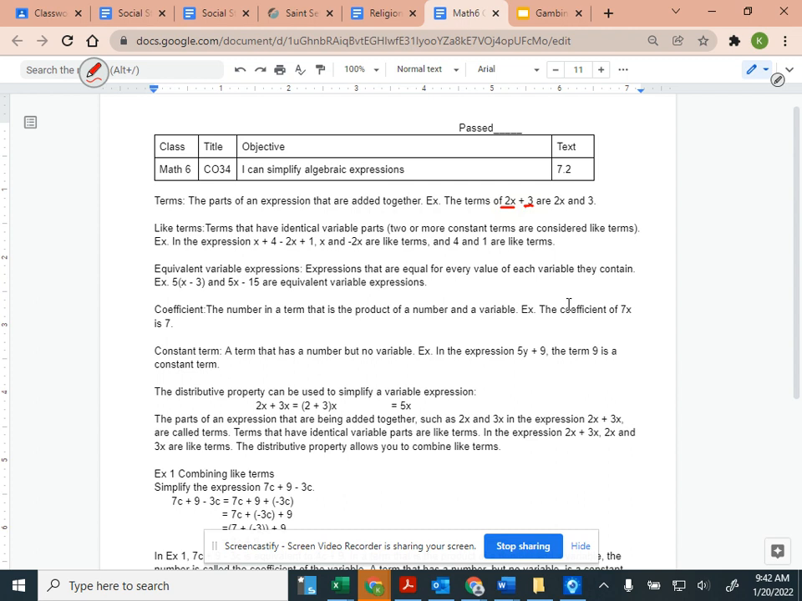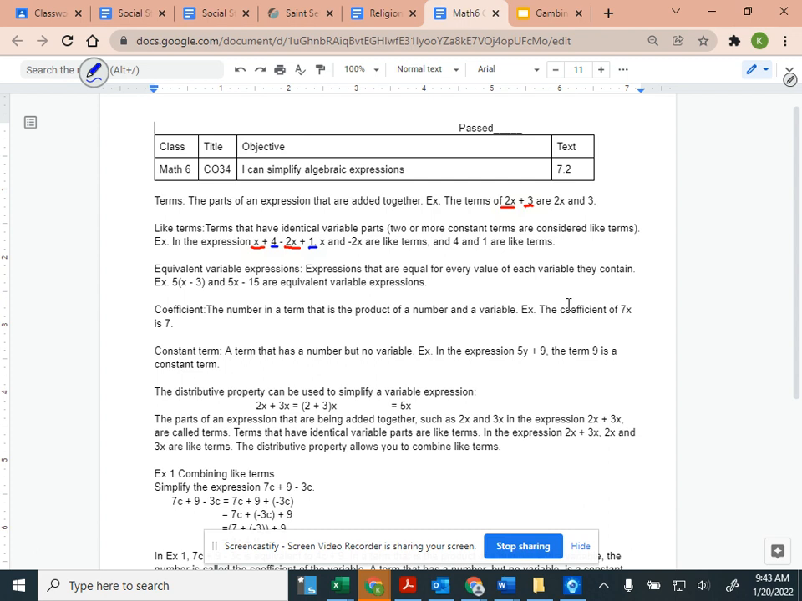Like terms, terms that have identical variable parts. Two or more constant terms are considered like terms. So in the expression x plus 4 minus 2x plus 1, x and 2x are like terms. They both have the x. Then we have 4 and 1 are like terms. They are constant. They don't have a variable next to them.